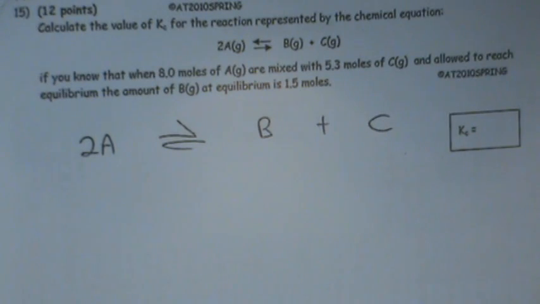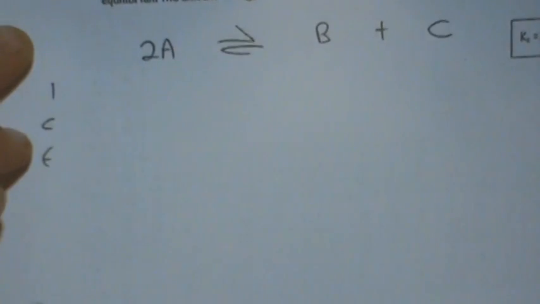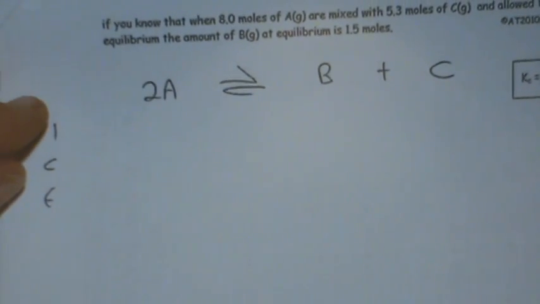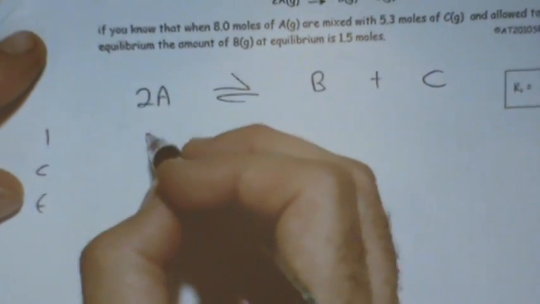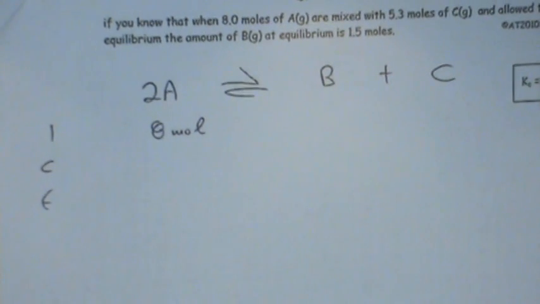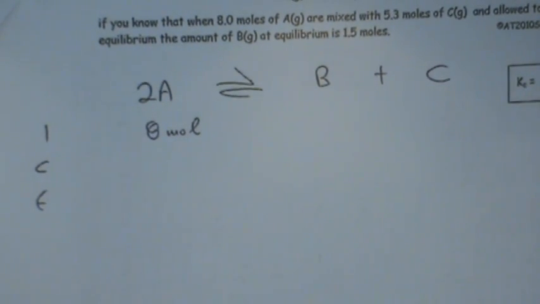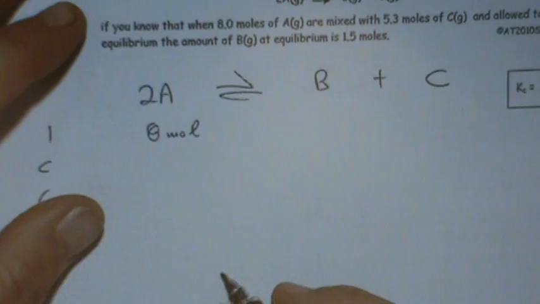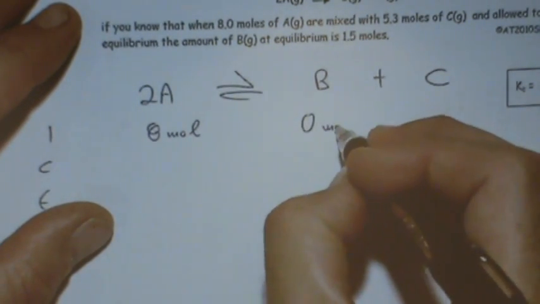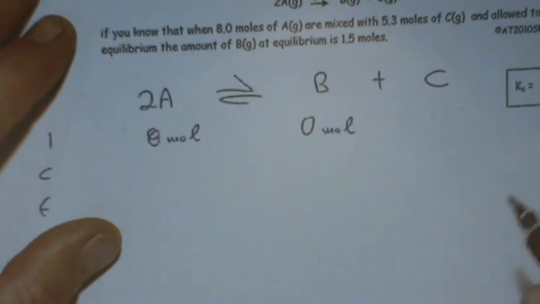Do you agree with that? So here is the initial. What do we have initially? We have 8 moles. You should put what? Sometimes it makes a big difference. Okay, it's concentration, number of moles. You have to be sure that you do that. It talks about not concentration but number of moles. So you put the word mole, 8 moles. And then for B, we don't have anything, 0 moles. And for C, we have what? 5.3 moles.